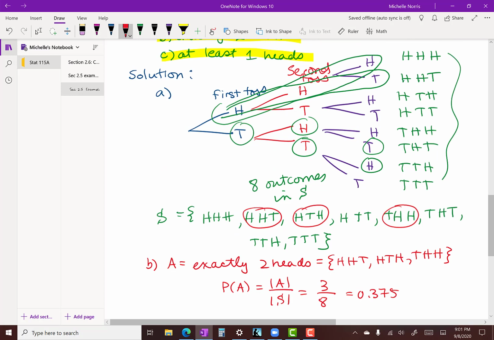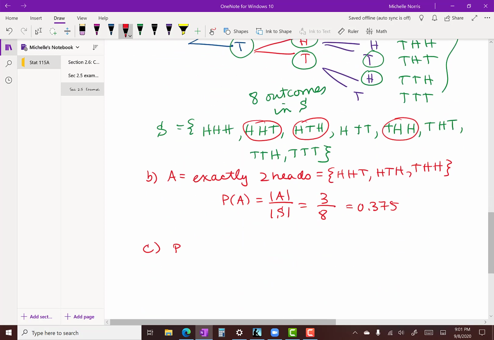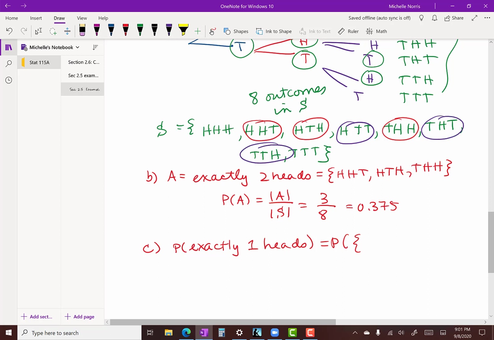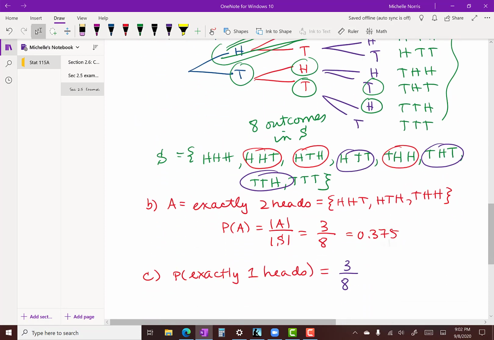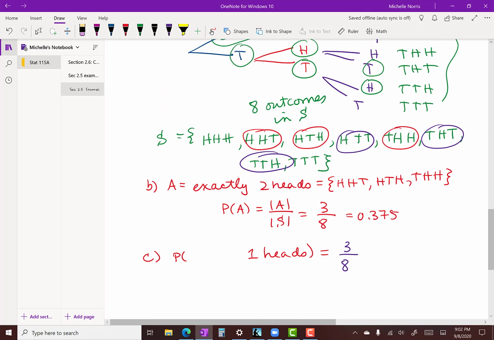For letter C, we were asked to calculate the probability of exactly 1 heads. And so that is the probability of the set. Let me circle these in purple. Exactly 1 heads would be this outcome, and this outcome. So let me just actually compute the probability. So there are 3 outcomes out of 8 where there is exactly 1 heads. Actually, did I say? Sorry, I said at least 1 heads. So let me correct that.